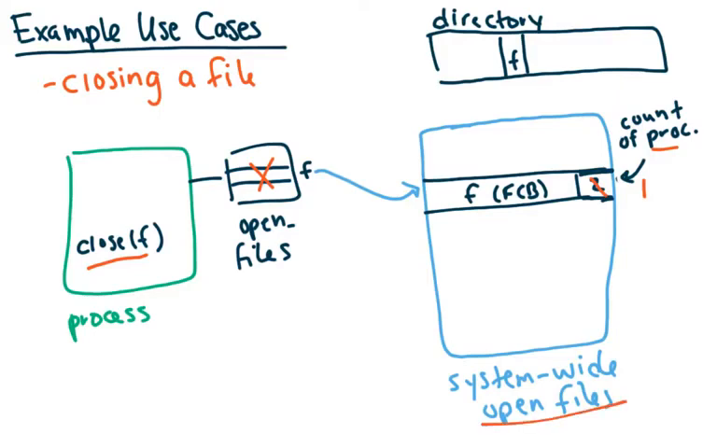So it's a little bit different. You have to keep in mind what other processes are running, and if they may have that file open, because if you get rid of it in the system-wide open files, then there's going to be an issue when you close the file from the other process: it's going to want to write this back, but it's not going to be able to.